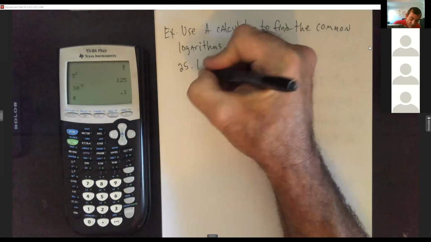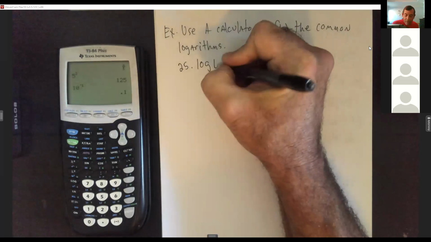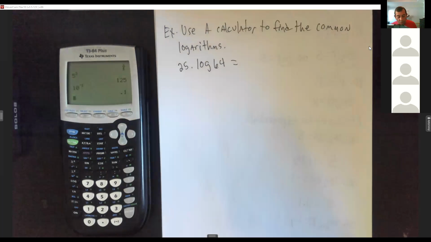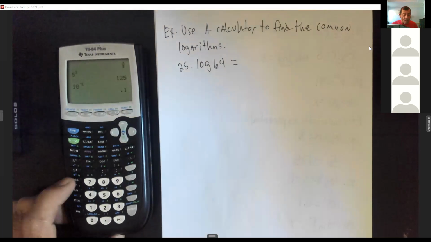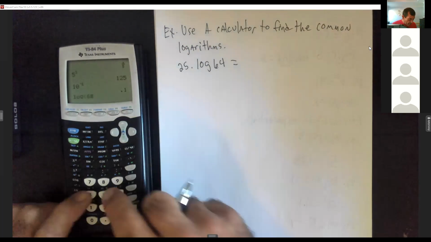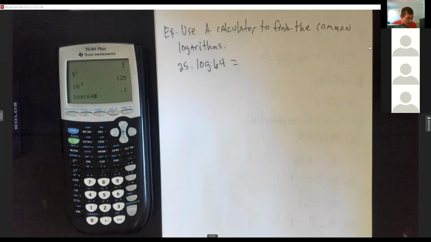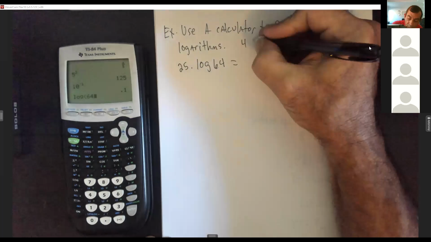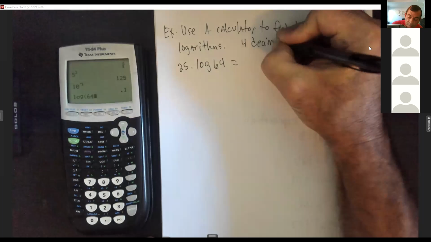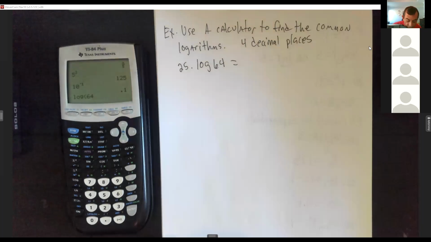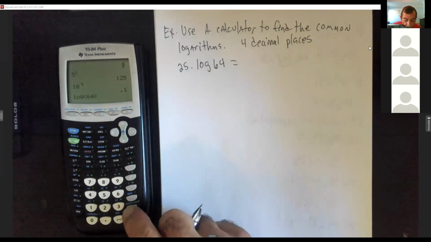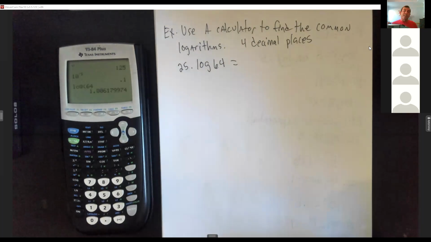So log of 64, and they're wanting you to use the log on front of your calculator now. So you got a log button, so put in log, punch in 64. Now, we're going to round these to 4 decimal places. So we punch in log 64, because I'm raising 10 to some exponent to get 64.